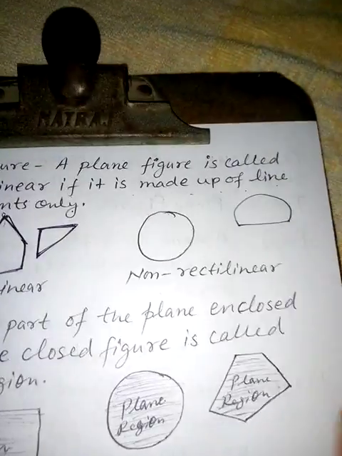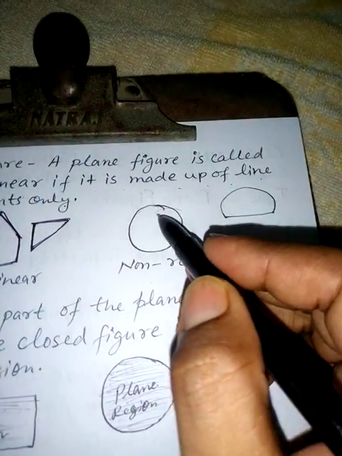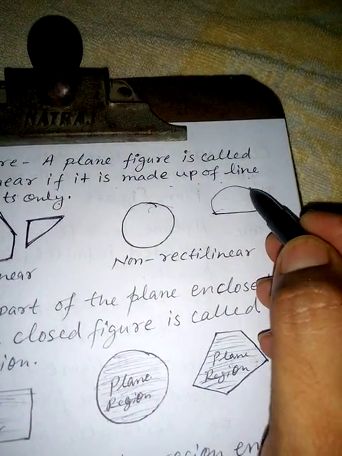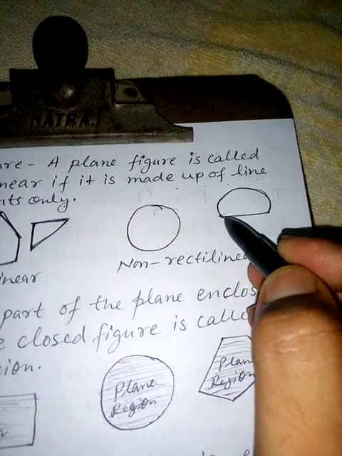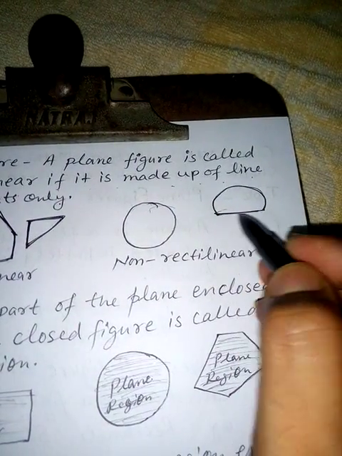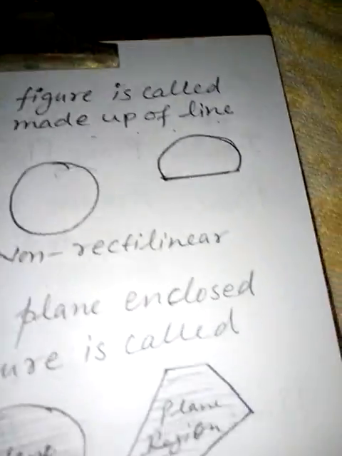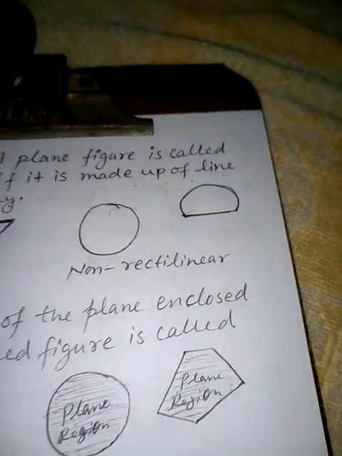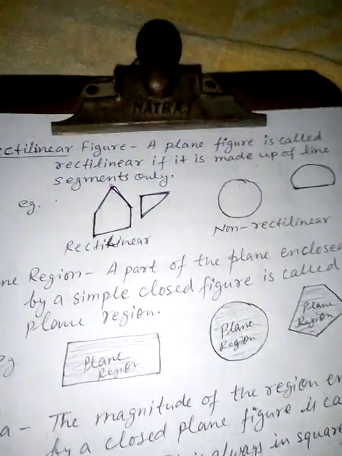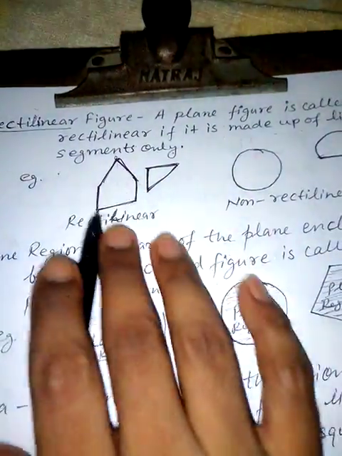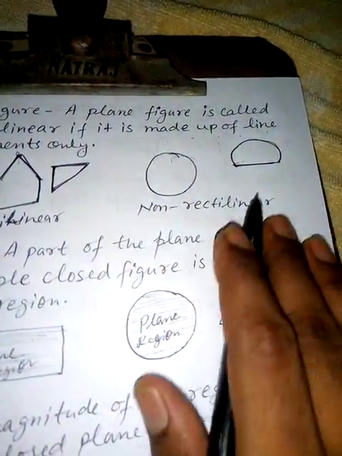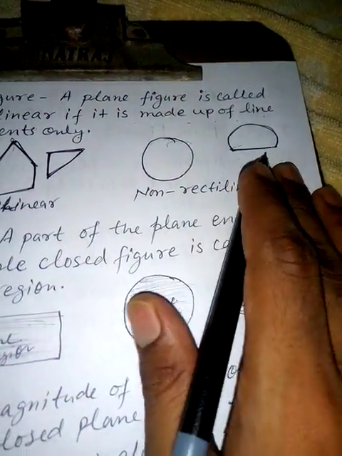But this is a circle. This is just a closed curve, but it is not formed by only line segments. It has different types of curves also. So these are rectilinear figures, but these are non-rectilinear figures.